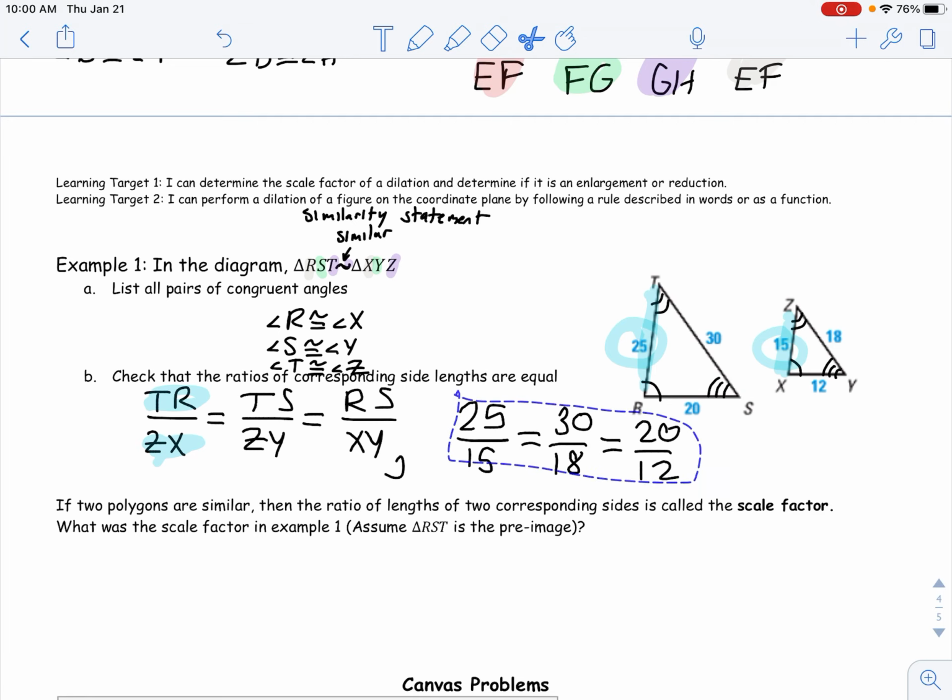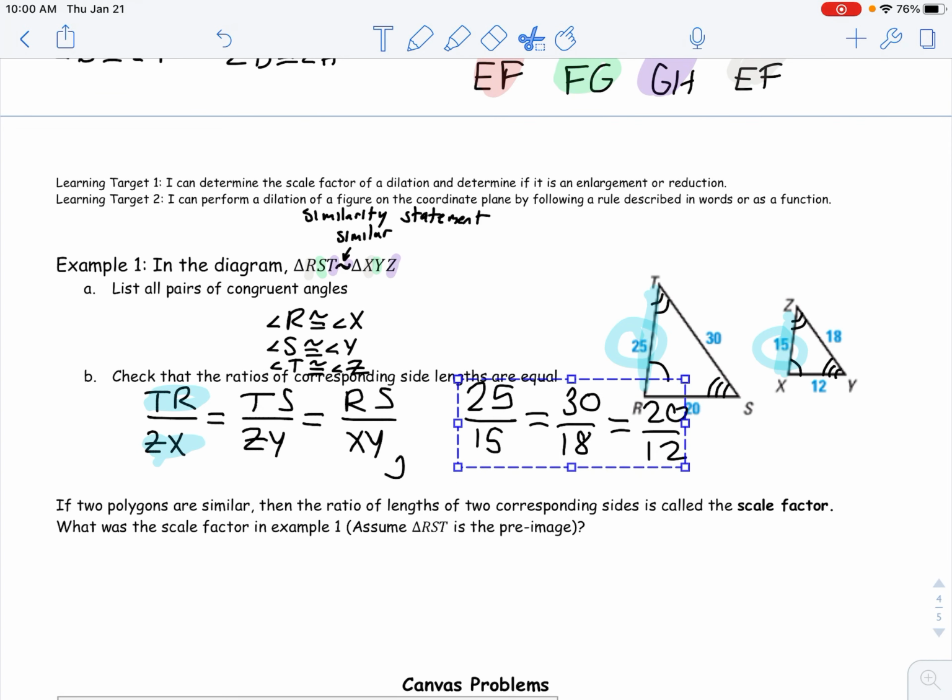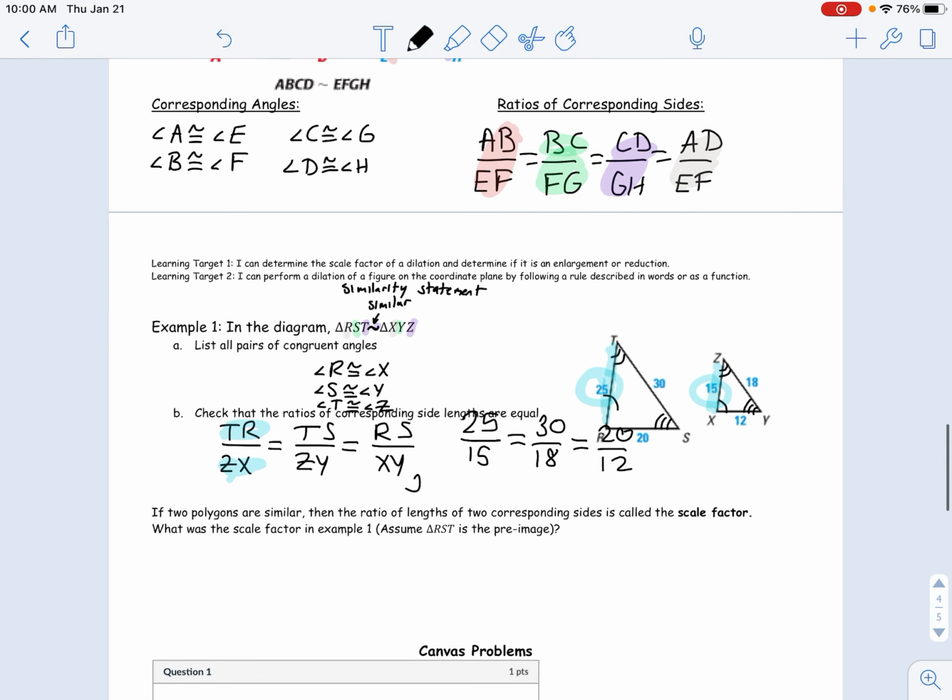I'm going to shrink this just a little bit. Do these all equal each other? And the answer is, well, what's 25 divided by 15? Let's plug that into a calculator. 25 divided by 15, 1.67. So it's about 1.7. 30 divided by 18, 1.7. All these fractions equal each other. They're all equal, so check that the ratio of sides are equal. Check. So since angles are congruent and you match up corresponding sides, divide them, they all equal the same number. These triangles are in fact similar.